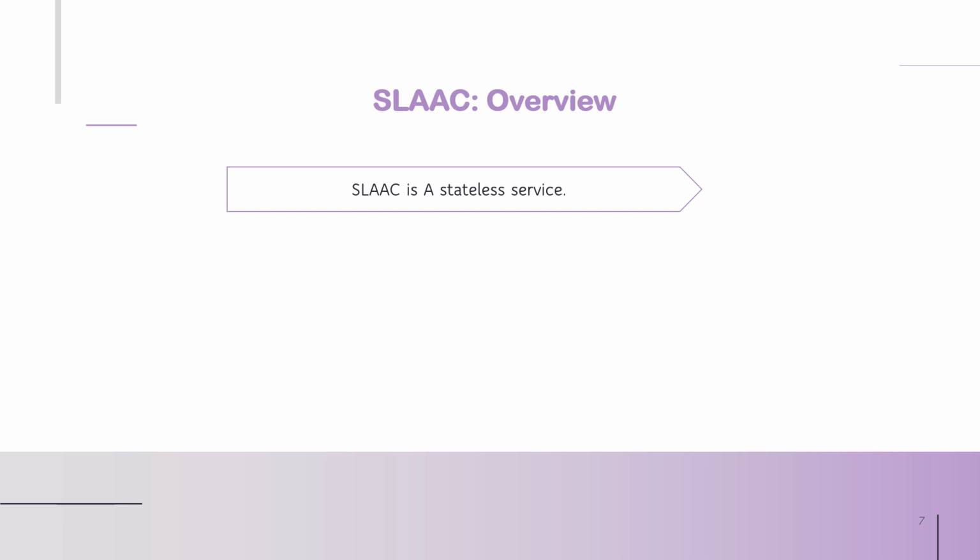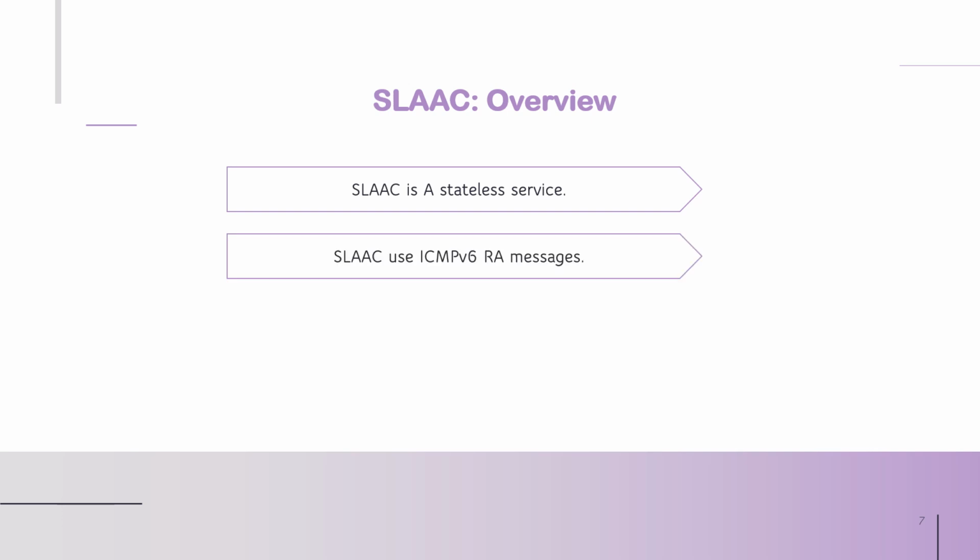This means that there is no server that maintains network address information to know which IPv6 addresses are being used and which ones are available. Stateless address auto configuration uses Internet Control Message Protocol version 6 router advertisement messages to provide addressing and other configuration information that would normally be provided by a DHCP server. A host configures its IPv6 address based on the information that is sent by those messages.